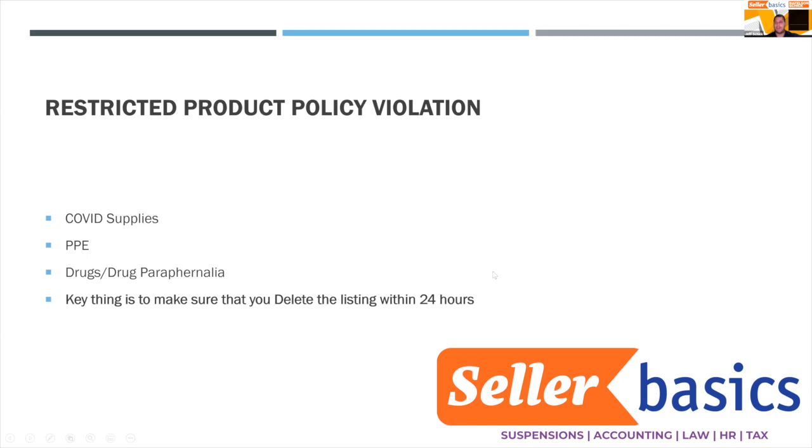Make sure you have lab tests for CBD products that show that there is no THC, because if Amazon has any doubt as to whether your product has THC, it will be removed, and you'll probably have your seller account suspended. Another really important thing to think about is that if you have a restricted products policy violation, you want to actually delete that listing within 24 hours of being notified of it. Amazon gives you the option to just close it. We recommend people take it a step further and actually delete that listing within 24 hours.